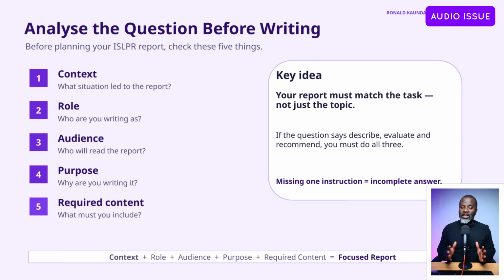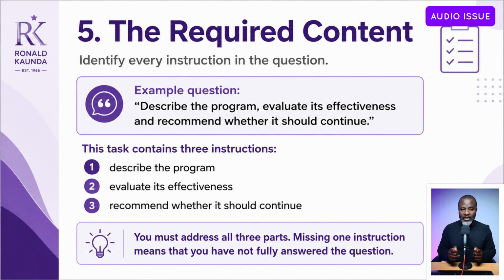The required content is another element you need to identify. Identify every instruction in the question. For example, describe the program, evaluate its effectiveness, and recommend whether it should continue. This task contains 3 instructions. Number 1, describing the program. Number 2, evaluating its effectiveness. And number 3, recommending whether it should continue. You must address all 3 parts. Missing one instruction means that you have not fully answered the question.